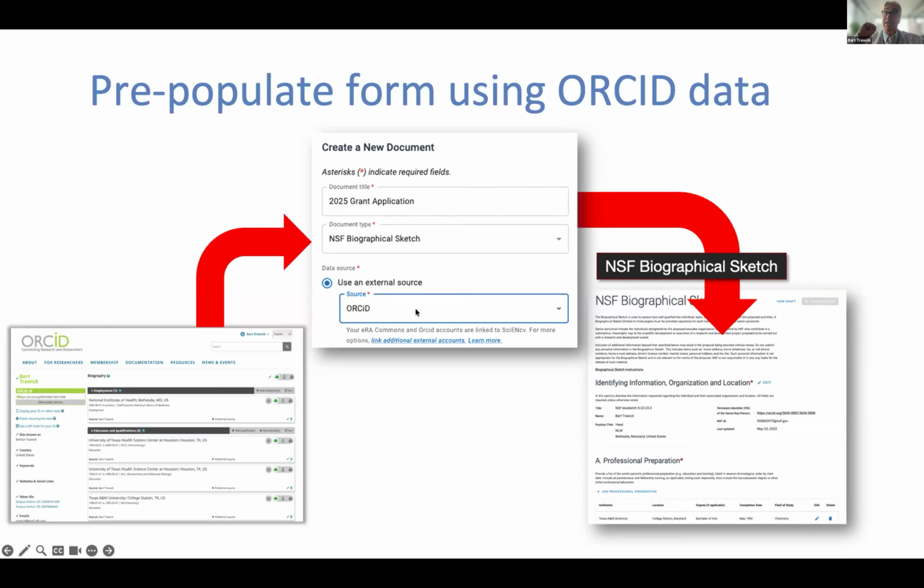And we will make an API call as soon as you say, go ahead and create this. We will pull the information from your ORCID profile and pre-populate many of the sections that are part of the common forms. Once this information is imported into the forms in SciENcv, it's static and you can change it, add things, delete things, and craft it so it is exactly what you want when you submit it with your grant application.